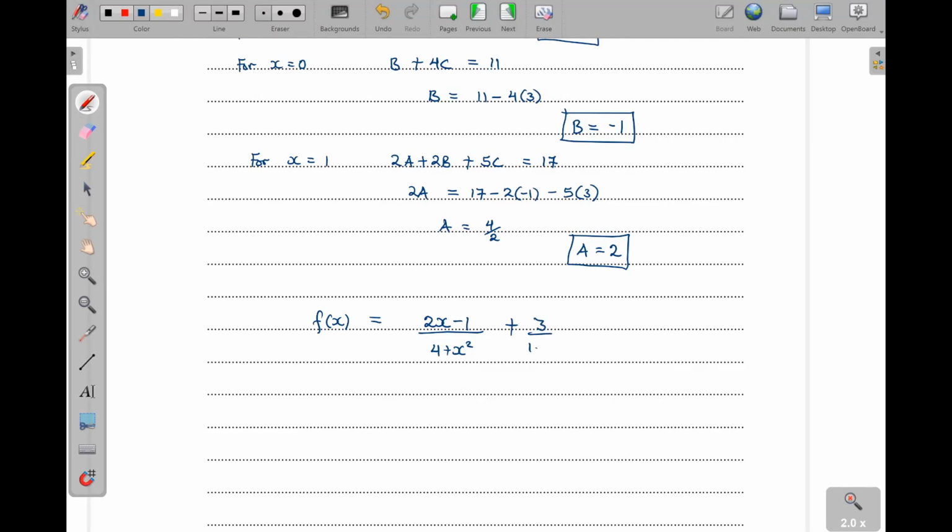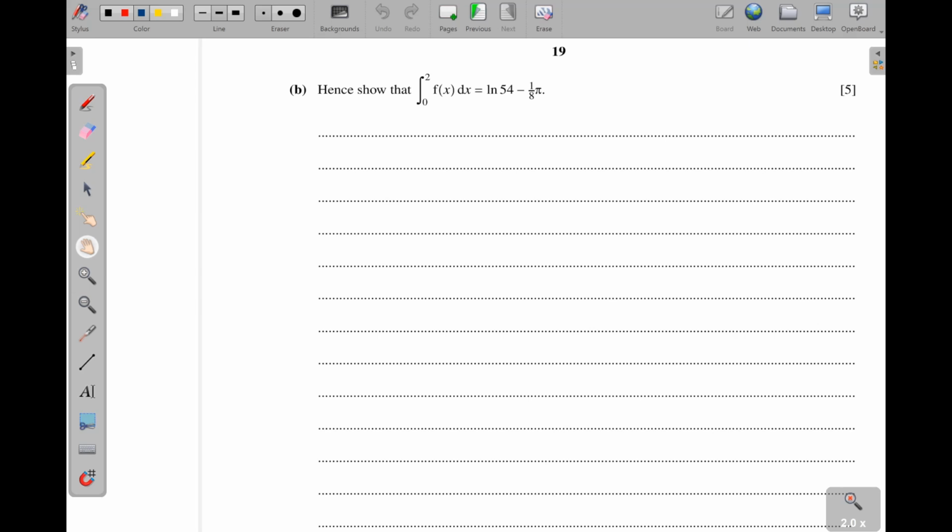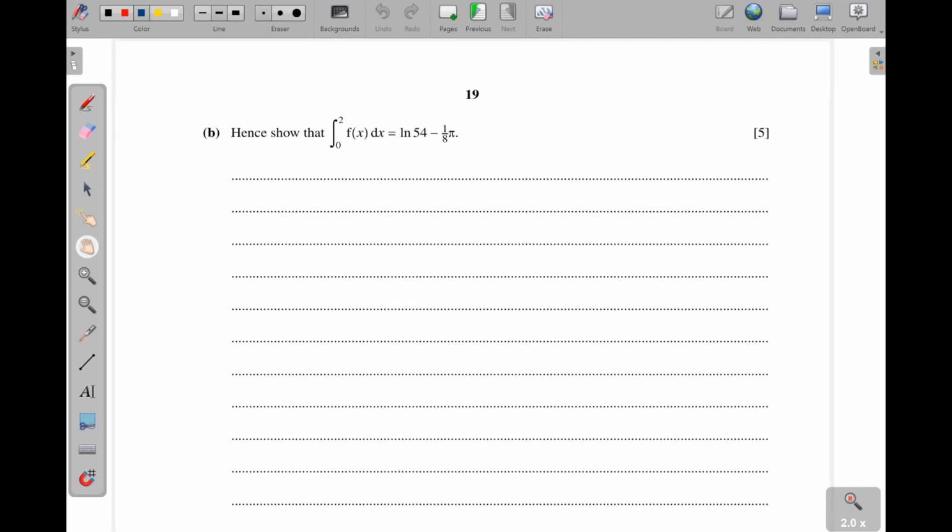Then out of 1 plus x. So that is going to be our answer here. Now the next one here is also from integration, not from binomial expansions. So hence show that the integral of that is equal to that.